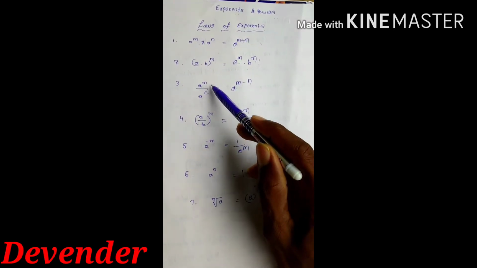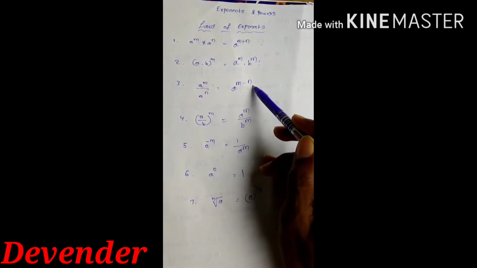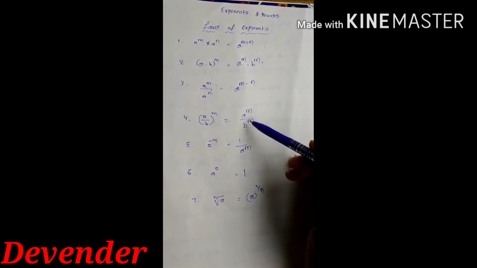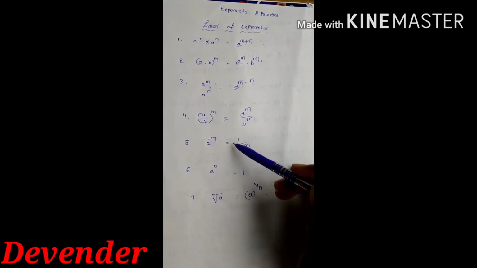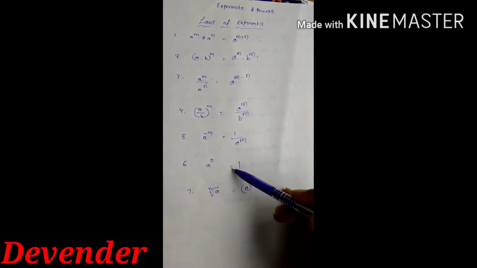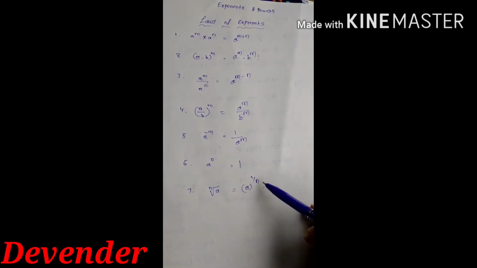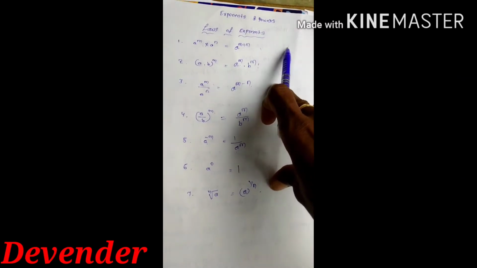Next one, a to the power m by a to the power n is equal to a to the power m minus n. a by b whole power m is equal to a to the power m by b to the power m. Next formula, a to the power minus m is equal to 1 by a to the power m. Next one, a to the power 0 is equal to 1. Nth root of a is equal to a to the power 1 by n. Using these formulas only, we can do the first exercise.